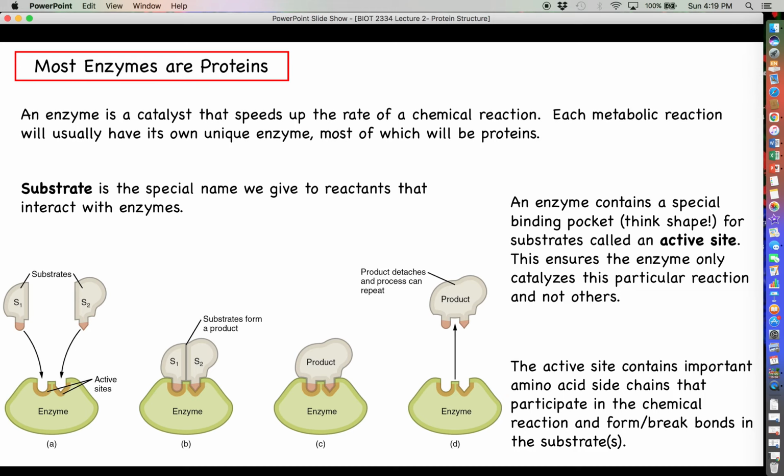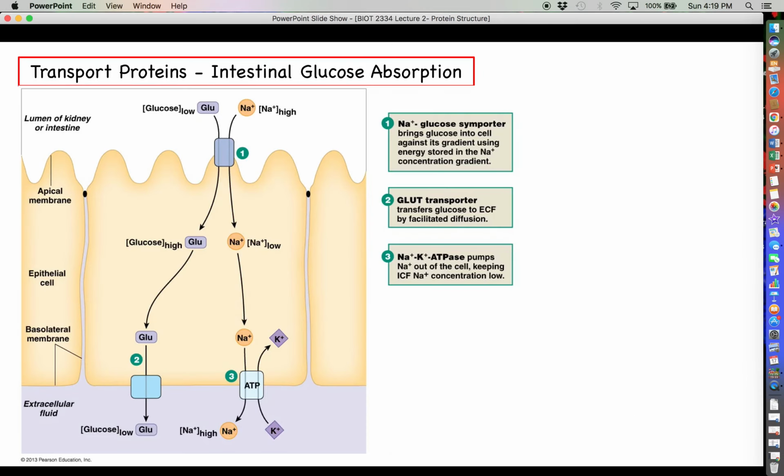And then another important note is that the active site will contain the side chains of very important amino acid side chains. We call these catalytic side chains. These side chains are going to actually actively participate in the chemical reaction by forming and breaking chemical bonds in the substrates to produce whatever the product is meant to be. The amino acid side chains of the enzyme actually get the chemical reaction to go by forming and breaking bonds.